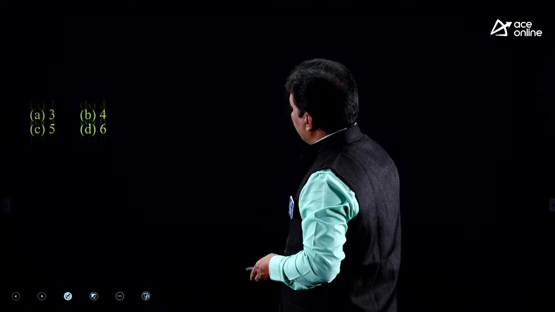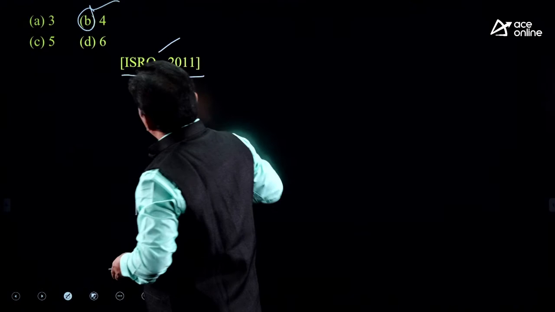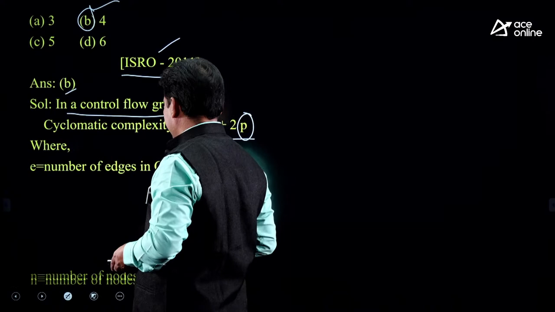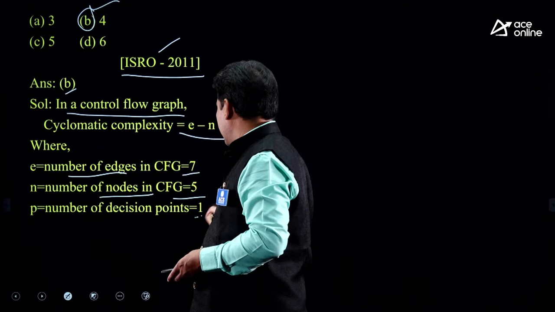So what is the answer here? 4 is the answer, which was asked in the year ISRO 2011. Answer is B. This is for the formula, where P, the decision points, is always one. The decision point is always one. So the number of edges, number of nodes for the given graph, and P is one. So this is the answer.